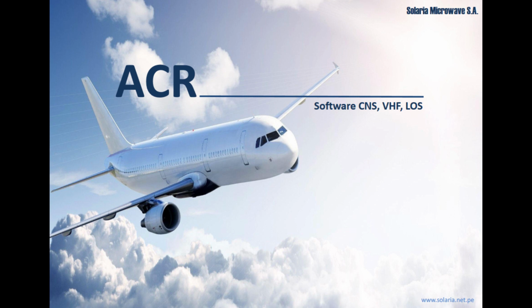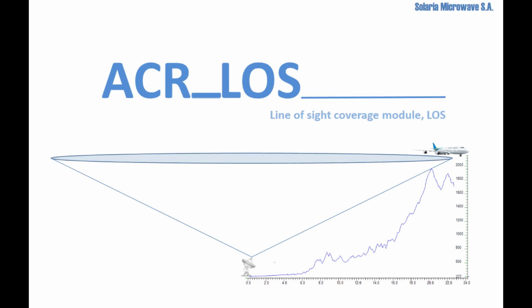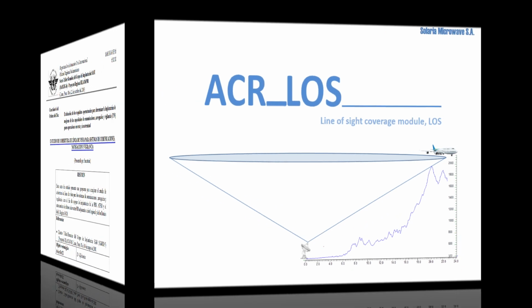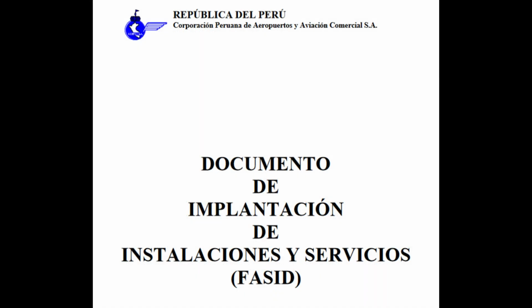ACR is composed of two modules, LOS and VHF, which complement each other for the calculation of coverage zones of line of sight and VHF. In accordance with ICAO recommendations, ACR_LOS is the module that calculates line of sight coverage areas for communication, navigation and surveillance systems that support air navigation services, radio aids, as well as radar surveillance. Now we are going to run the ACR_LOS module.